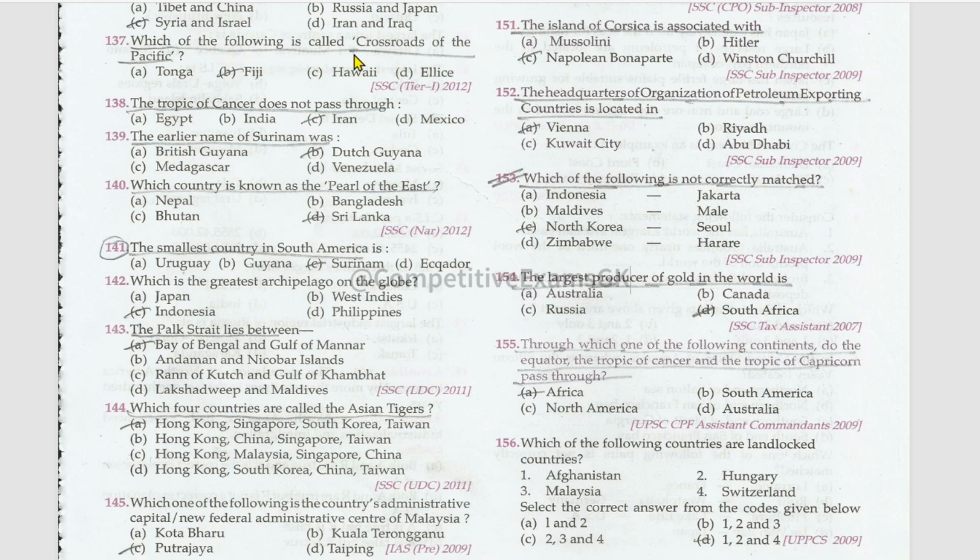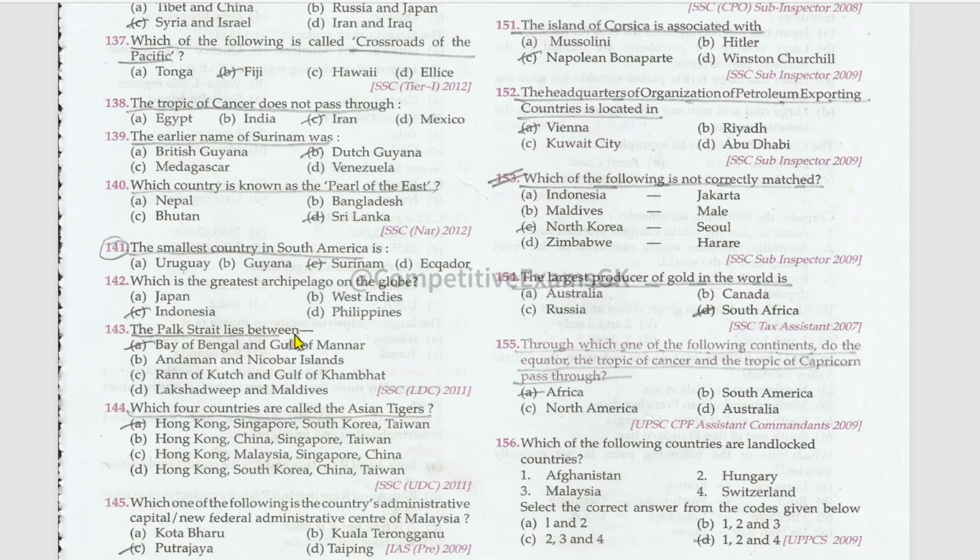Which of the following is called the Crossroads of the Pacific? That is Fiji. The Tropic of Cancer does not pass through Iran. The earlier name of Suriname was Dutch Guiana. Which country is known as the Pearl of the East? That is Sri Lanka. The smallest country in South America is Suriname. Which is the greatest archipelago on the globe? Indonesia. What is the meaning of archipelago? Mention that in the comments.